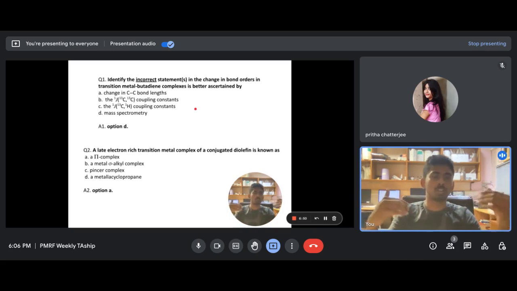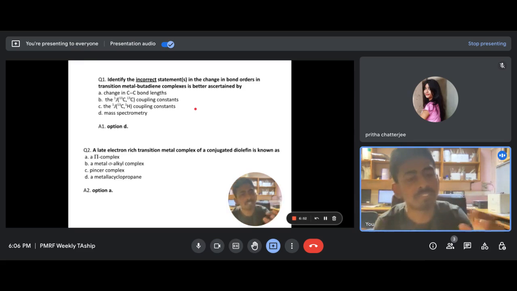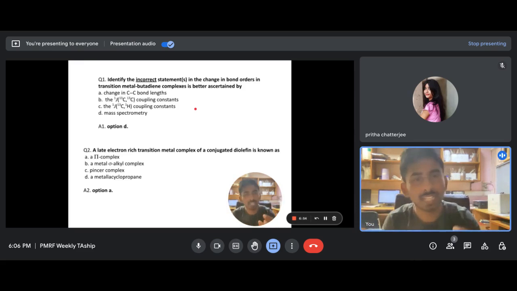So the correct option is option D, that mass spectrometry will not be able to ascertain the transition metal butadiene bond order change, because the bond order change will not be reflected in mass spectrometry. In that case only the chemical environment around that proton or the ligand framework will change, and so the entire mass of the compound will remain the same.